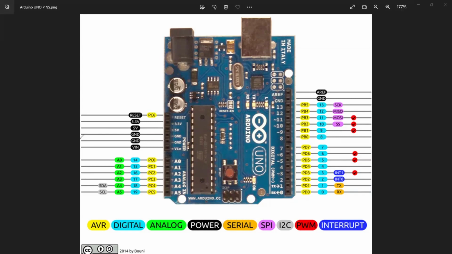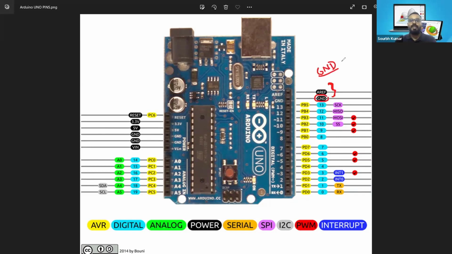Sir, what is the AREF pin? Okay, we do have, this one is not the UND, this one is the GND pin. As I explained, GND can be addressed to address the negative terminals in our power section. So these GND pins will come handy to address the negative portion of the things.